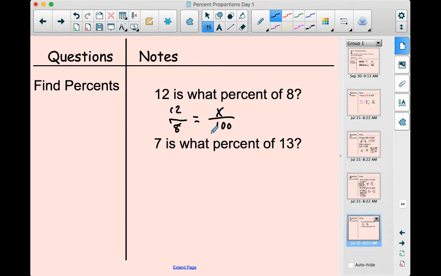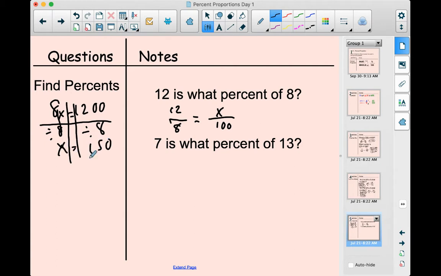Looking at 8 and 100, there's not an easy number that I can multiply by. So I'll do this a long way. So 8 times x equals 12 times 100, which is 1200. I can solve that by dividing by 8. I get x equals 150. So 150 is my answer. 12 is 150% of 8. It's more than 100% like I predicted.